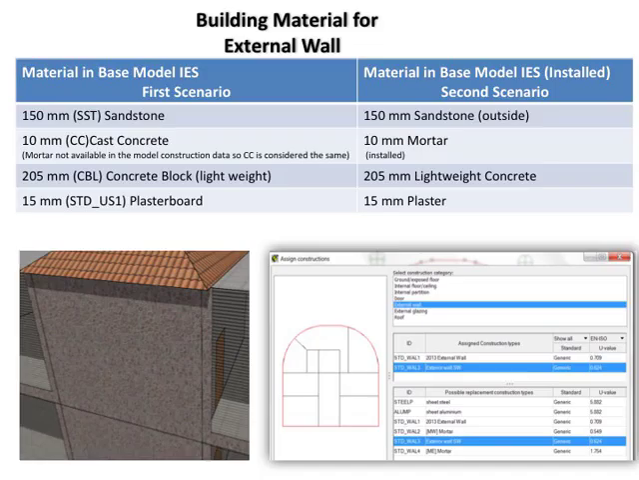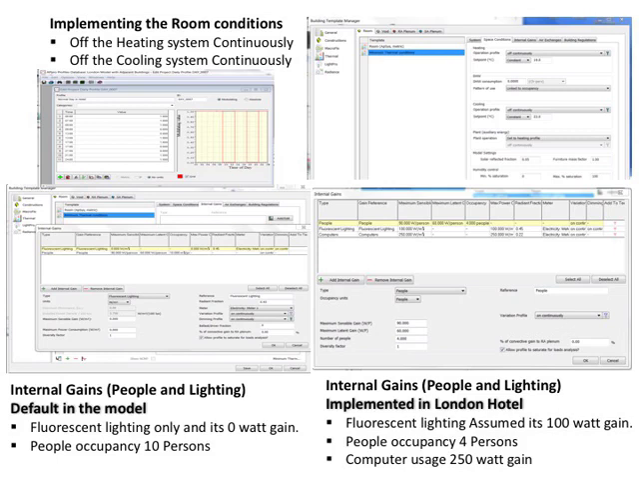Building components were checked within the software, with a specific external wall material, as well as setting the minimum building internal loads such as people occupancy by time, lighting, computer usage, and room conditions when switching off the heating or cooling system.